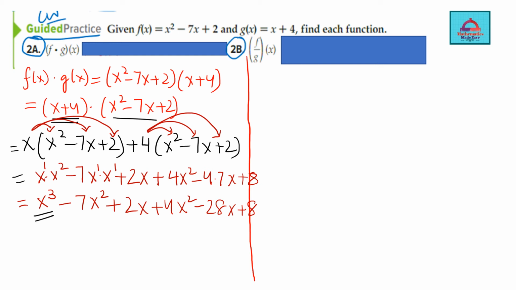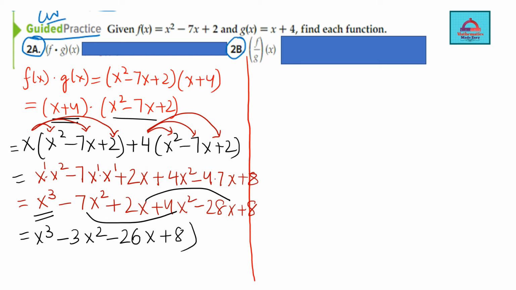Do you have any like term for this? No. So write it as it is. You can combine the like terms with these terms. So minus 7 plus 4 will give minus 3x square, plus 2x minus 28 would give you minus 26x, and plus 8. So this is your final answer, and check if it is in standard form. Yes, it is. So it's correct.